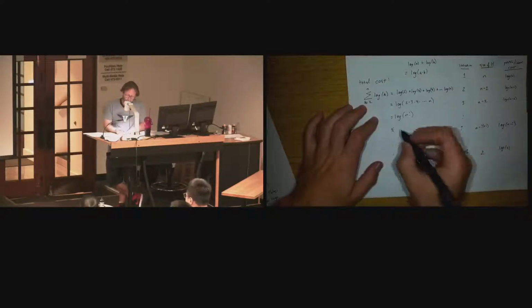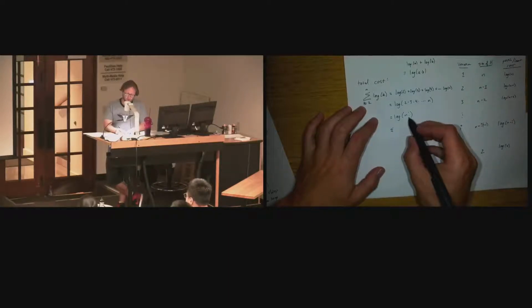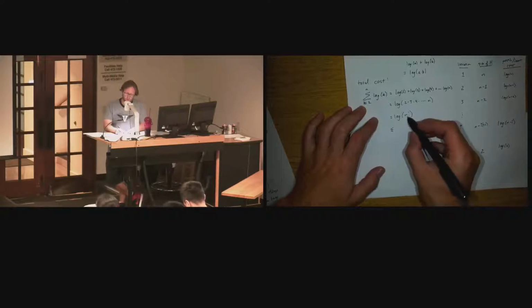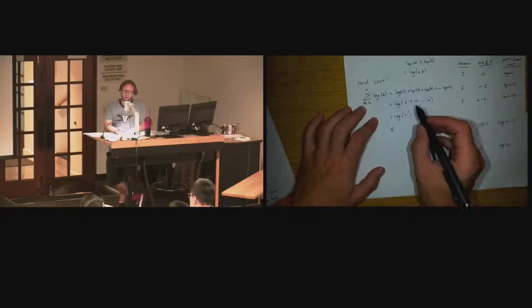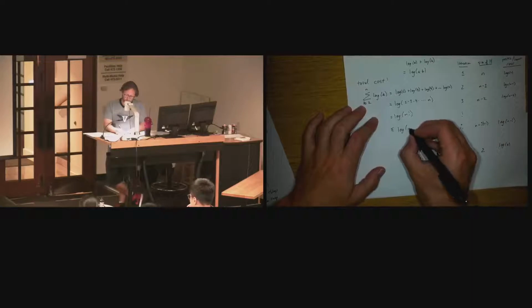This is less than or equal to, you can use Stirling's approximation on this if you want to, or you could just put an upper bound on this. What's the largest value here? N. So what if I changed all of these to n? N times n times n times n. That would be n to the n, right? Log of n to the n.